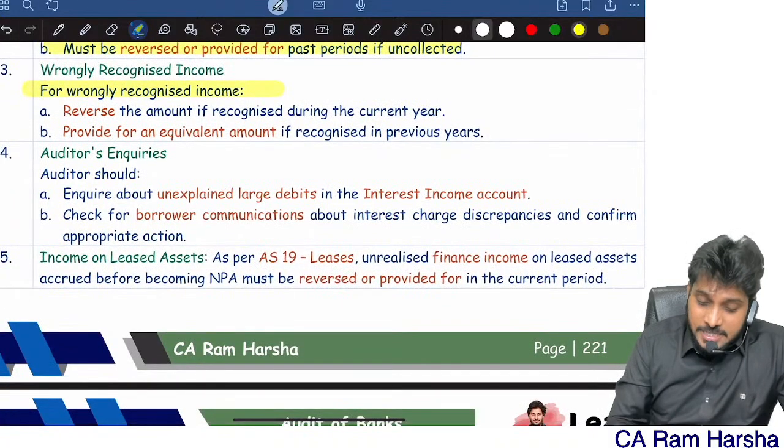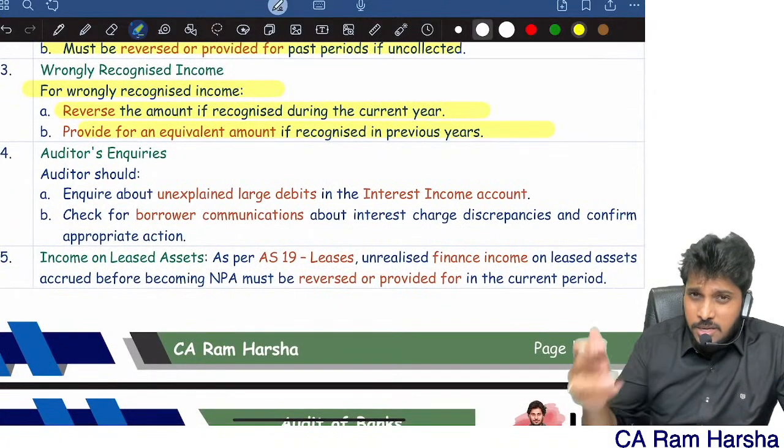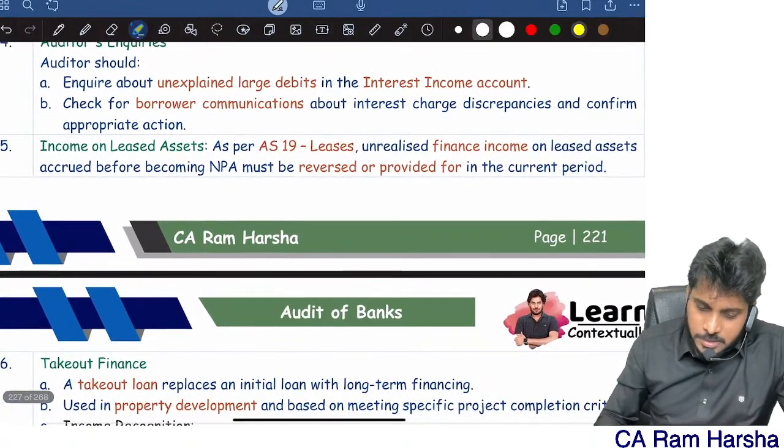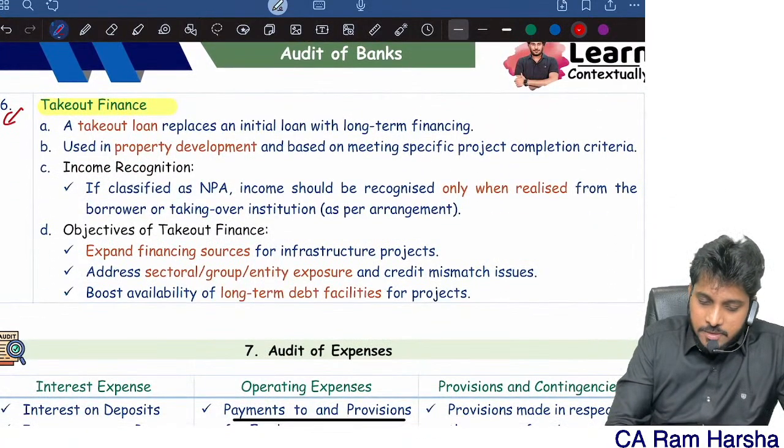For wrongly recognized income, reverse the amount or make an equal provision. And remaining, take out finance. This itself can be asked as a 3-mark question.